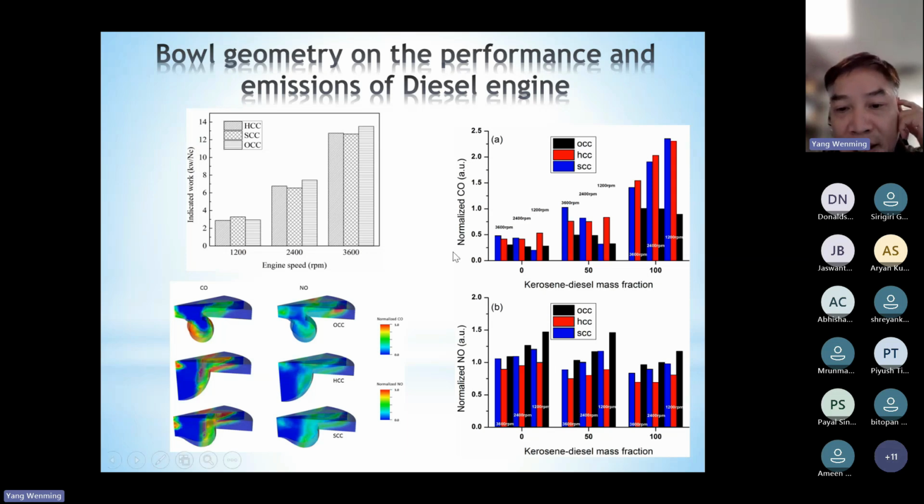So most of the CO will be oxidized. On the contrary, NO emissions are actually the highest for OCC, because again, with the strongest turbulence, the combustion process is the best. As a result, more NOx emissions will be produced, because as we know, NOx emissions are a product of high combustion temperature. So the better the combustion process, the higher the temperature and the higher the NOx emissions.